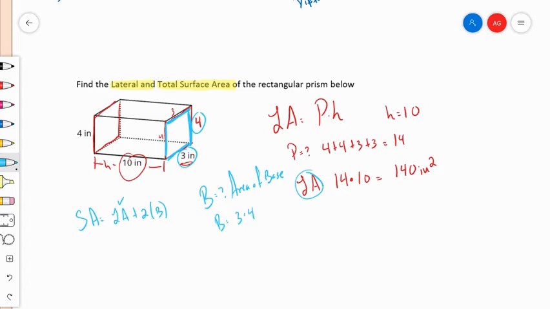Now, I'm going to put all these numbers together, but really, I have everything that I need. I can technically go in and replace every one of these and be done with it. So my surface area, we said was lateral area, which we found to be 140, plus 2 times area of the base, which we just found to be 12. And really all that's left to do now is simplify. So 2 times 12 is 24. 140 plus 24 gives me a total surface area of 164 inches squared.